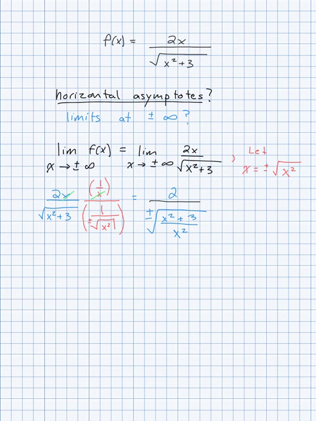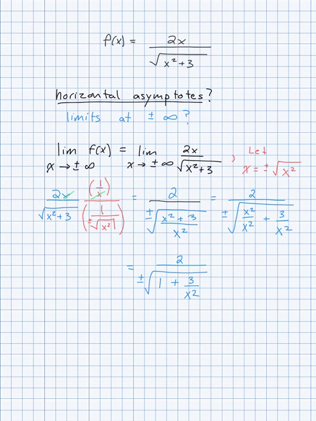So I can bring the x squared under the square root. And then I have 2 over plus or minus the square root of x squared plus 3 over x squared. And finally, 2 over the square root of 1 plus 3 over x squared. I have to remember this is plus or minus.